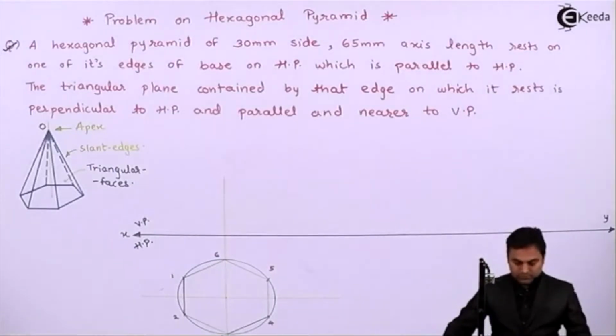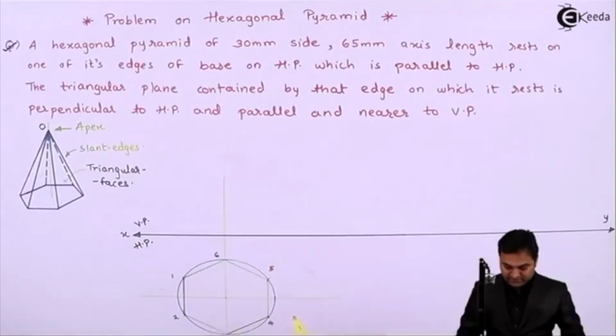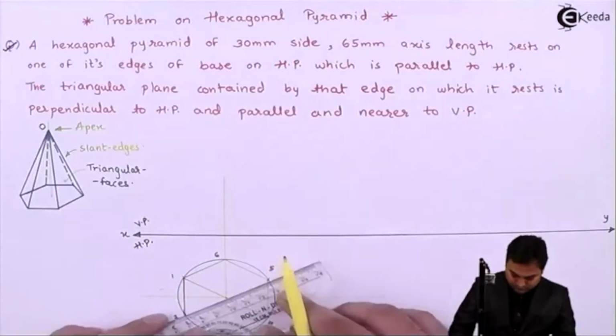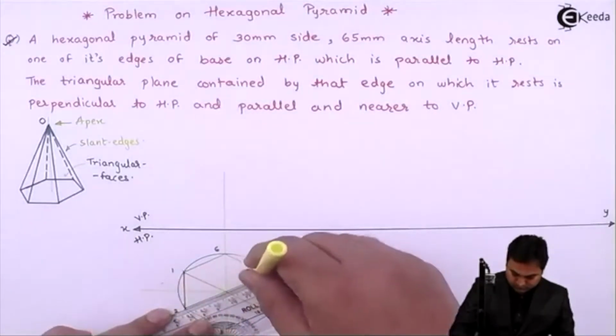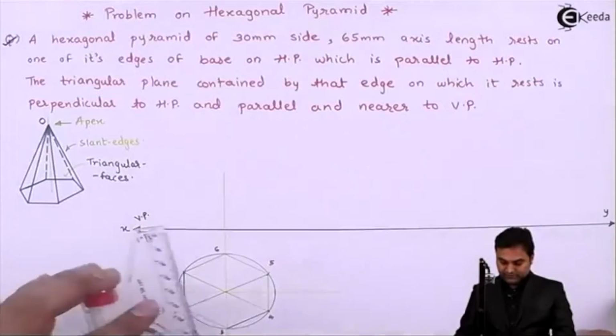Then here I have drawn the top view, which is looking like a hexagon, and since it is a pyramid, the slant edges are also visible from the top view. So in this way the pyramid will look like. Now after completing this, I'll go on to the front view of the pyramid.